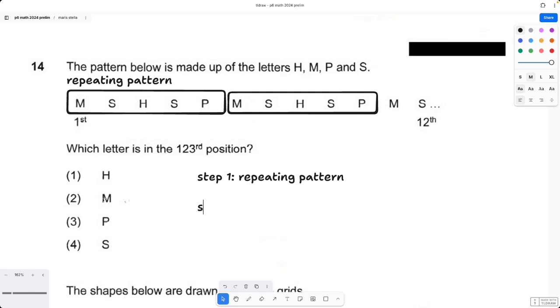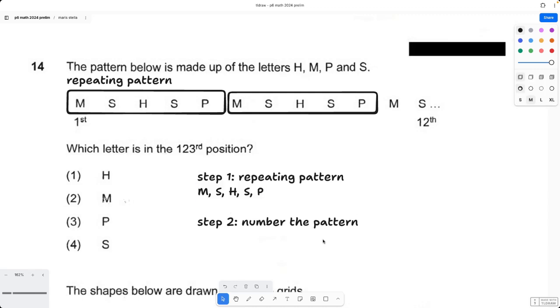Okay, so then that means step 2. Repeating pattern is basically MSHSP. So step 2 is get the number of the pattern.